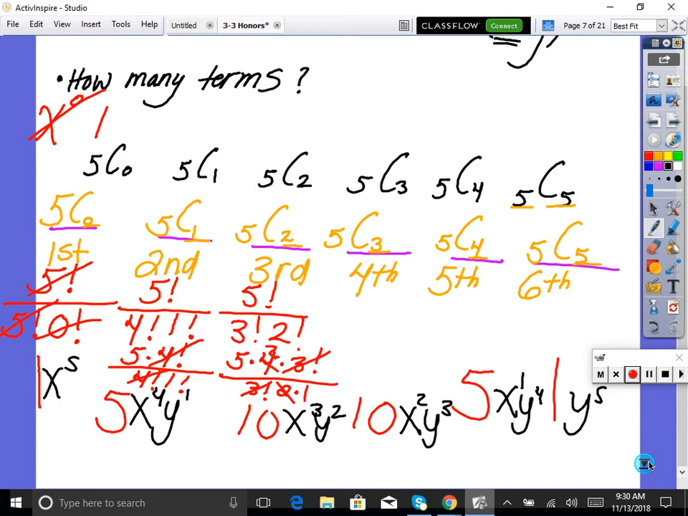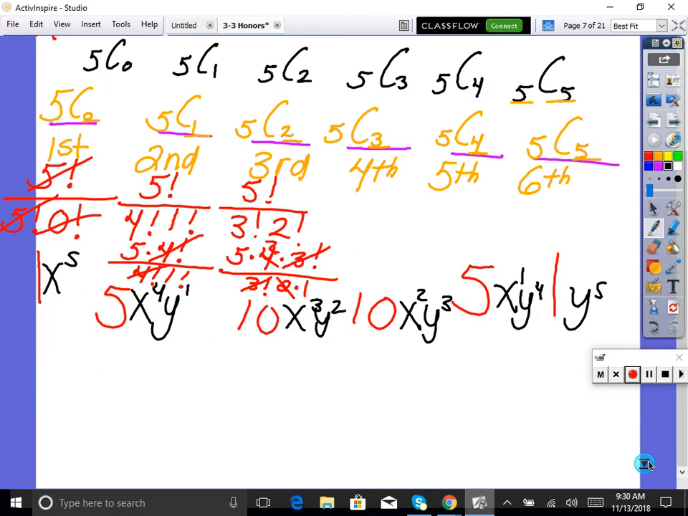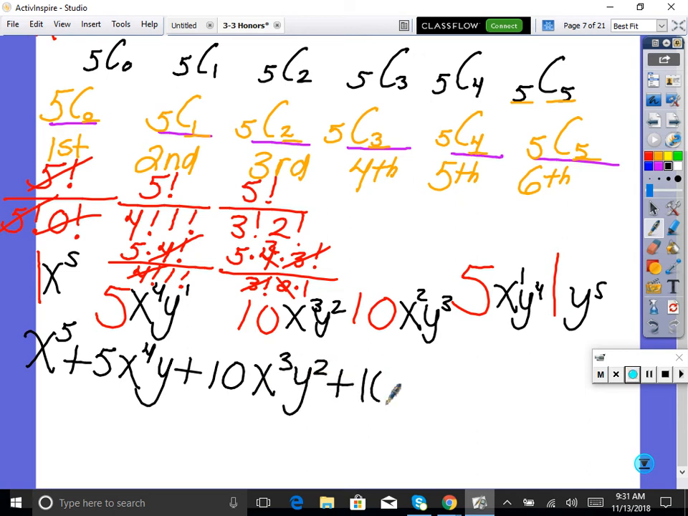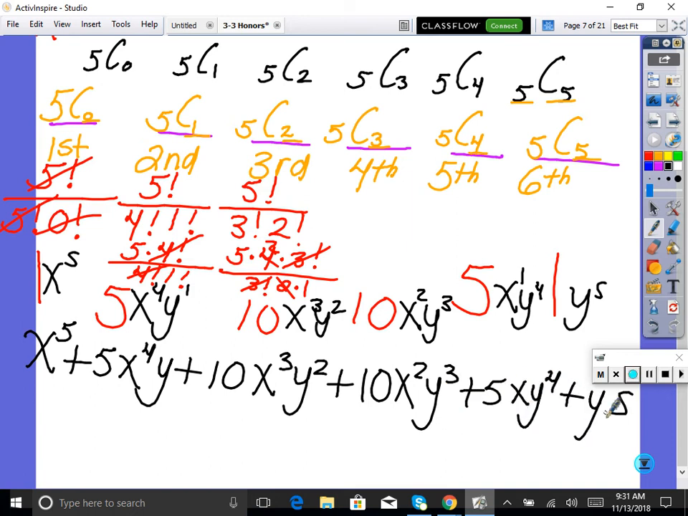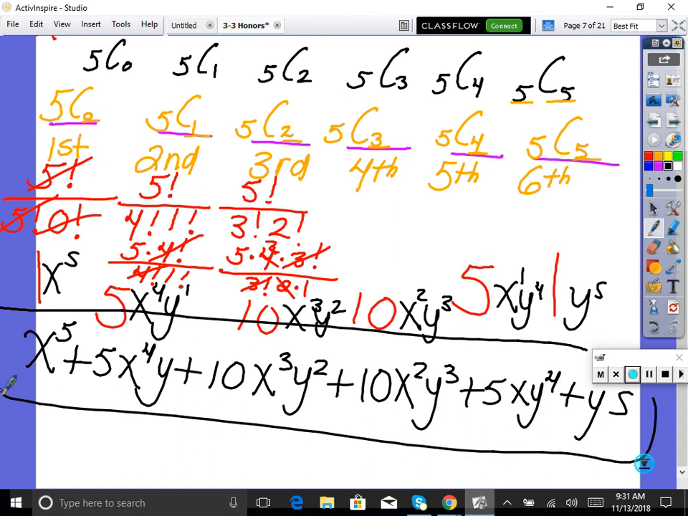So I'll write it out prettier with plus signs though. So that's positive x to the 5th. Then we have plus 5x to the 4th y plus 10x cubed y squared plus 10x squared y cubed plus 5x y to the 4th plus y to the 5th. We just multiply that out, but not by physically multiplying it out. And it's in standard form. Isn't that cool? Yeah. Okay, awesome.